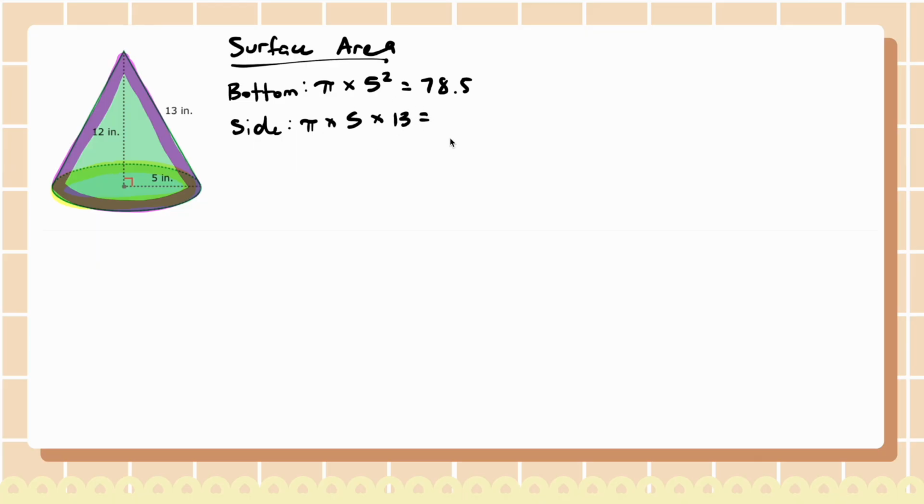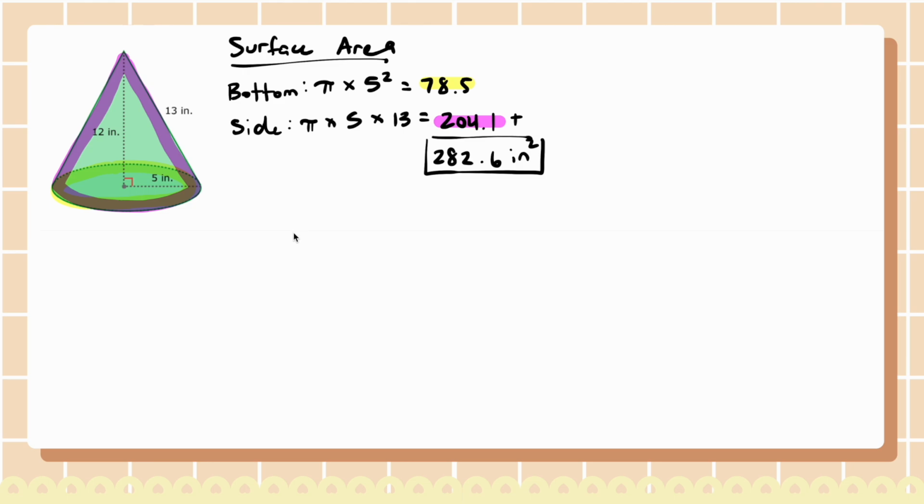If I multiply all of this together, that's going to get me 204.1. Now let's add each of these sides together. So I'm going to be adding 78.5 plus 204.1. That's going to get me 282.6 inches squared. And that's my surface area.